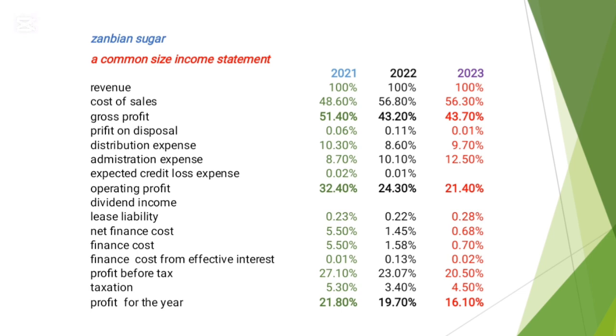So the increase in cost of sales will also make the other elements of the statement of profit and loss increase.